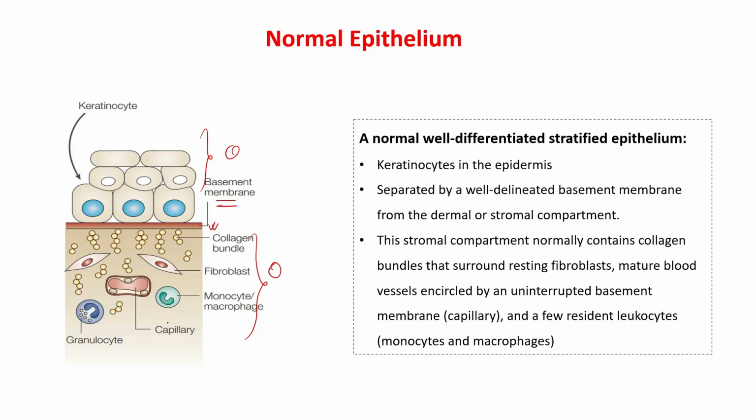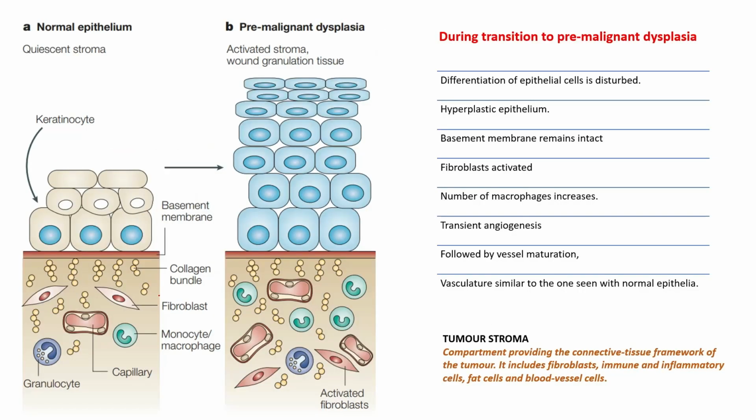And in the stroma we have collagen bundles, fibroblasts, monocytes, macrophages, granulocytes, and so on and so forth. So that's how a normal epithelium looks. But due to external factors like mutation, radiation-induced damage, and multiple other factors, the differentiation of this normal epithelium can be disturbed. Because of this disturbed differentiation, the epithelium can turn into hyperplastic epithelium. Along with changes in the epithelium, there are changes in the stroma also.